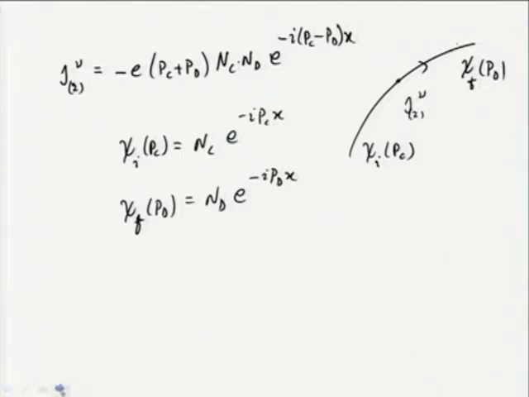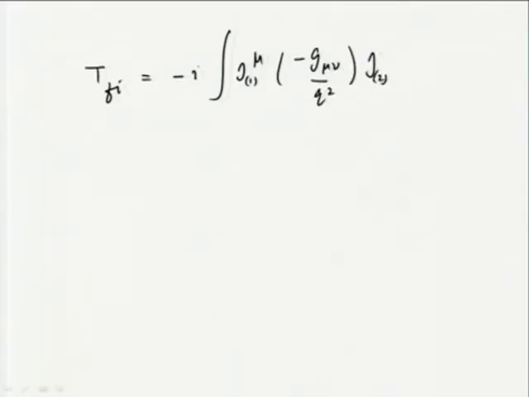So, we have J1 and J2 put together in the transition amplitude T_fi, this gives us minus i J1 mu times minus g mu nu over q squared times J2 nu d4x. This is our transition amplitude, where q is essentially the momentum transfer. So, that is, let us say, from the point of view of current 1, particle 1, it is p_a minus p_b, the 4-momentum transfer.